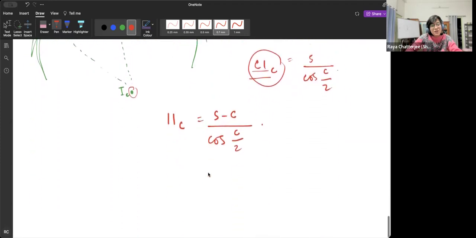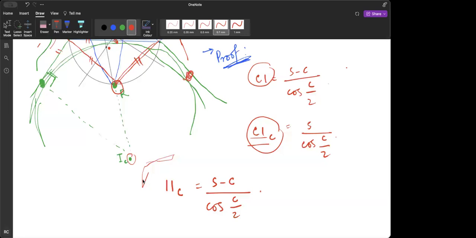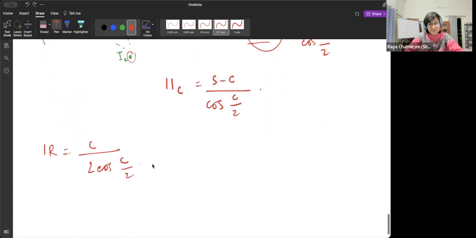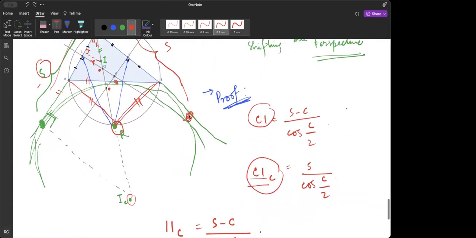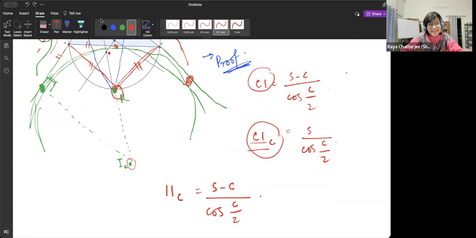And after a bit of trig bashing, I can also say that IR is going to be c over 2 cos(C/2). Because IR has c over cos(C/2) only, there's no S minus c. IIC is just c over cos(C/2). Oh, right. It's not S minus c, I just didn't subtract it, I guess. Thank you so much. And I'm sorry for that.